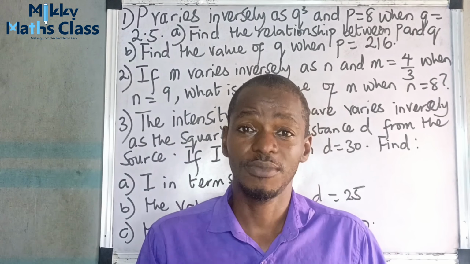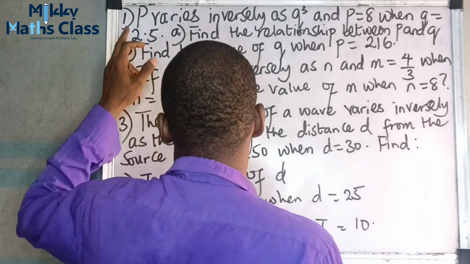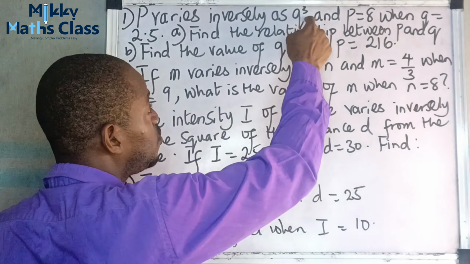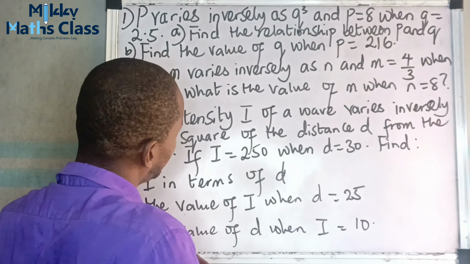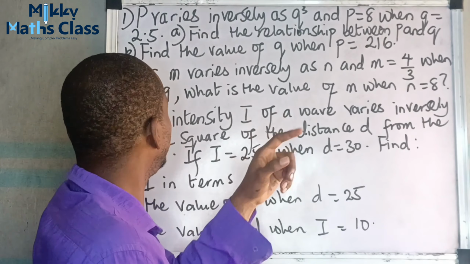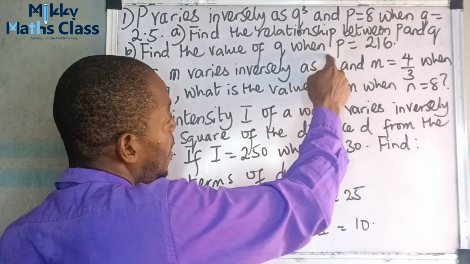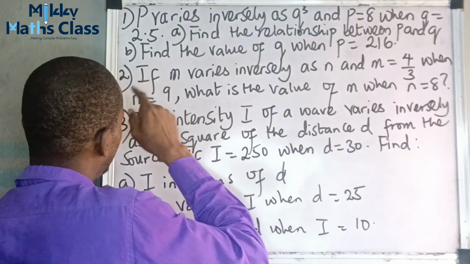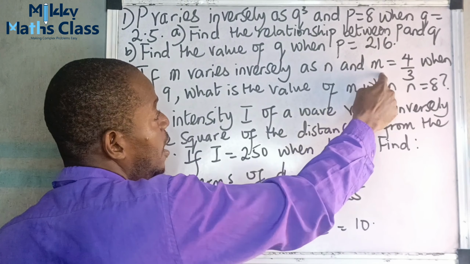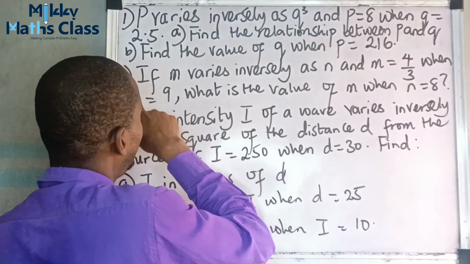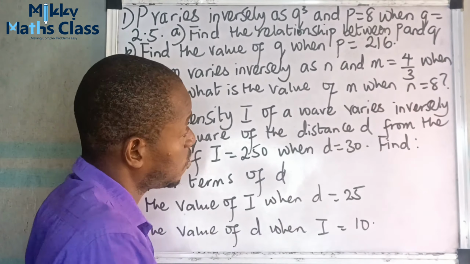Just like in our usual style, before we go, here's a list of take-home fun that you can practice at your leisure time. The first one says p varies inversely as q raised to the power of 3 and p is equals to 8 when q is equals to 2.5. Find the relationship between p and q. That's the first question. B says find the value of q when p is equals to 216. The second question says if m varies inversely as n and m is equals to 4 over 3 when n is equals to 9, what is the value of m when n equals 8?